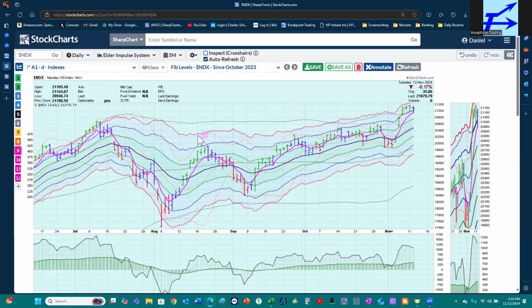But that's why I like to look at the Keltner channels, because it tells you when the trend is starting to change. There are other things that tell you as well, but that's a pretty good one. All right. So that's the market.